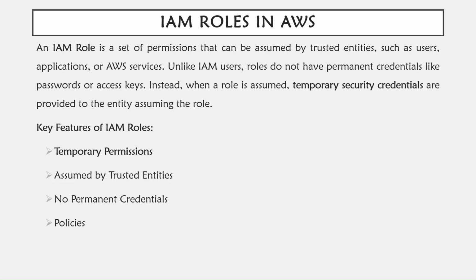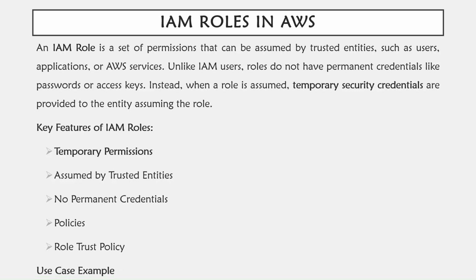Just like IAM users, roles are associated with policies that define what actions are allowed or denied. The permissions granted by the role are determined by the policies attached to the role. The next thing we have is the role trust policy. A trust policy defines which entities, like users, AWS services, and other accounts, are allowed to assume the role. This is different from the permission policies, which define what actions can be performed.